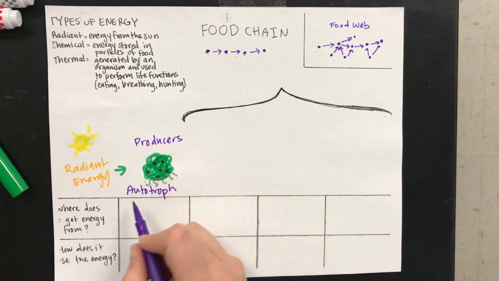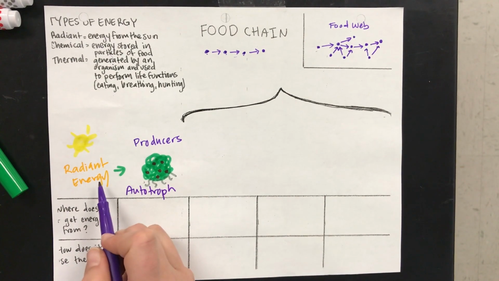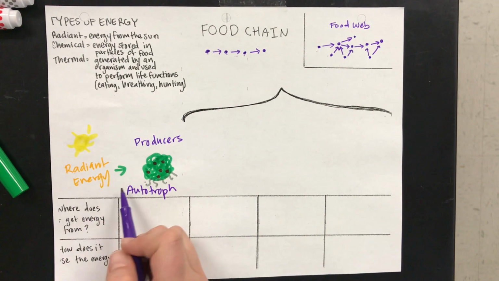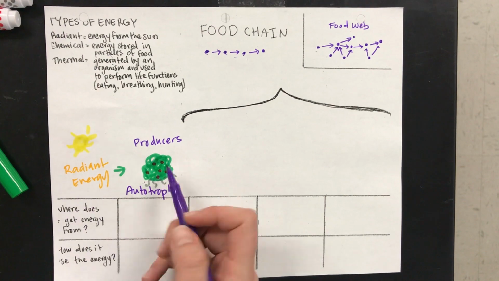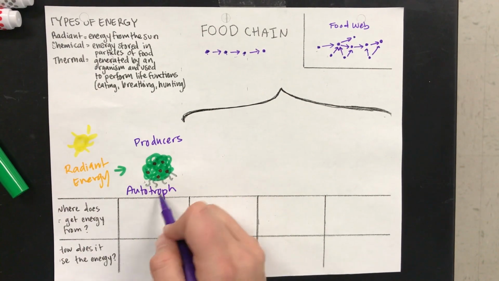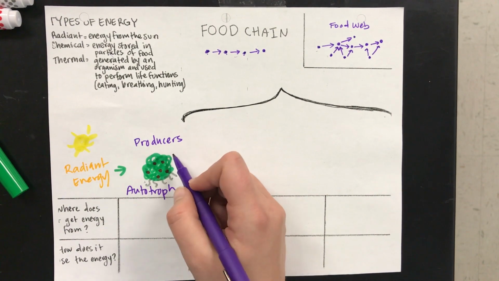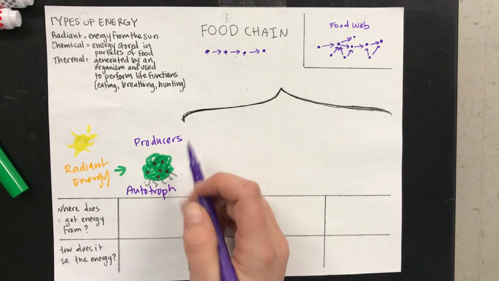The way I think about autotrophs is that they automatically make their glucose, or make their energy, from using radiant energy. So they get all the energy that they need from that radiant energy. They automatically do that on their own. It's pretty cool. And again, producers produce energy for themselves using radiant energy. So that's kind of how I think about it.